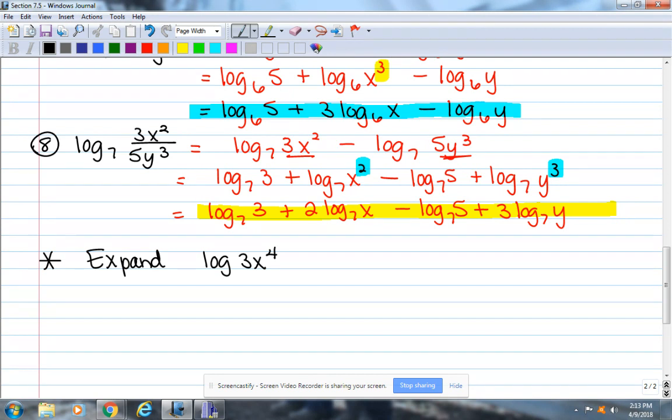Log of 3 plus... I know you guys split up the 3 and x. They split them up first because they're multiplied, so you can add. So they write log 3 plus log x to the 4th, and bring the 4 in front of the log x.